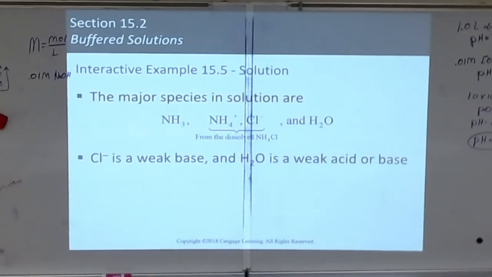Chloride is a weak base because it's the conjugate of a strong acid. That means at this point, looking at the chloride, we're just going to say the chloride goes off to the side, don't worry about it. Water is also a weak acid or base. Again, off to the side, don't worry about it.